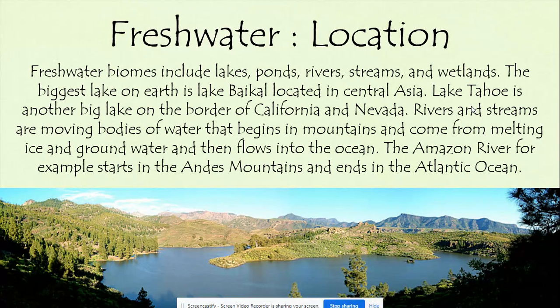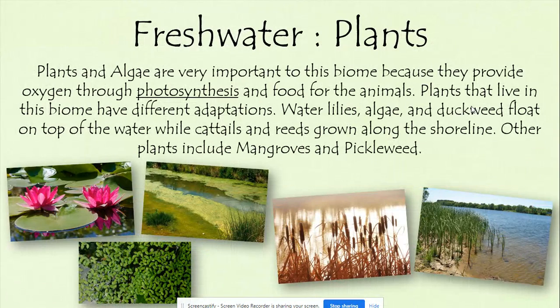Rivers and streams are moving bodies of water that begin in mountains and come from melting ice and groundwater and then flow into the ocean eventually. The Amazon River, for example, starts at the Andes Mountains and ends in the Atlantic Ocean.